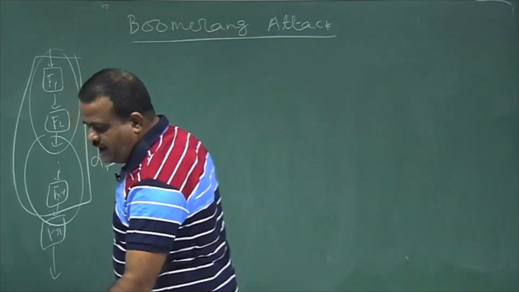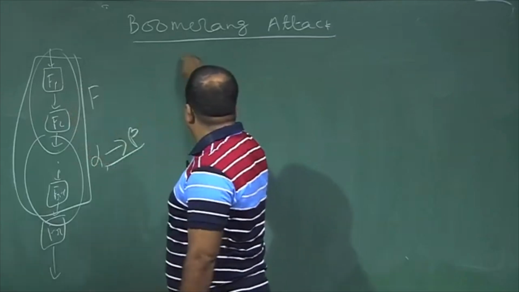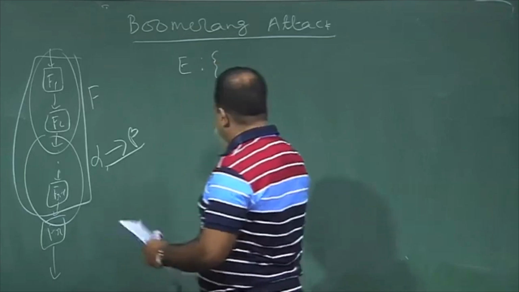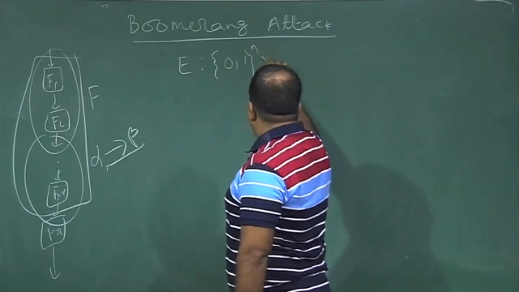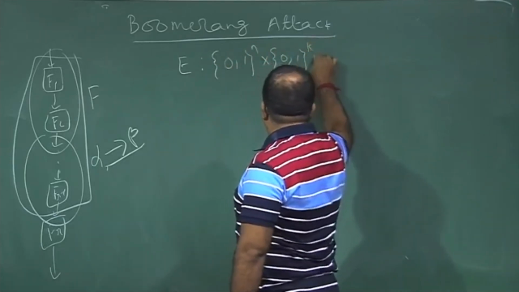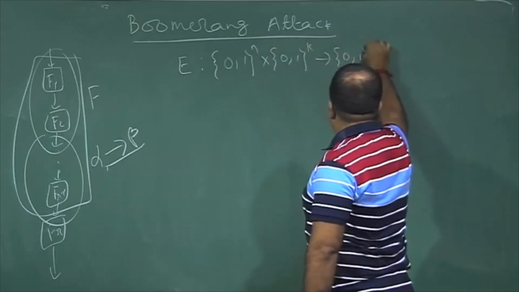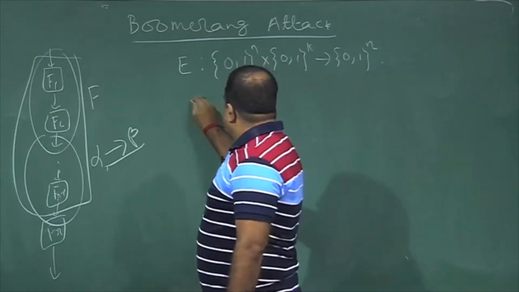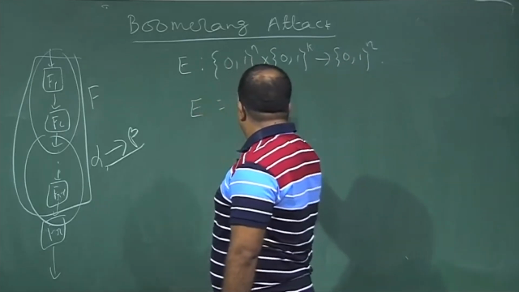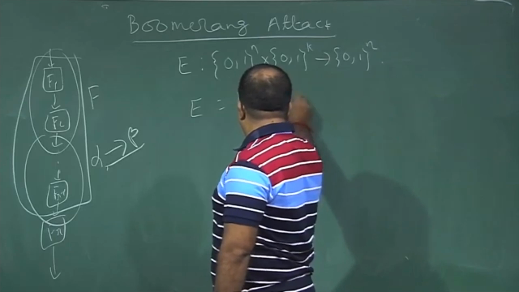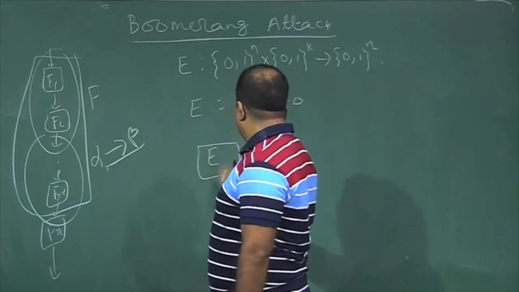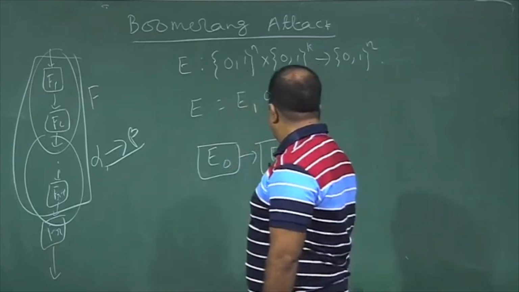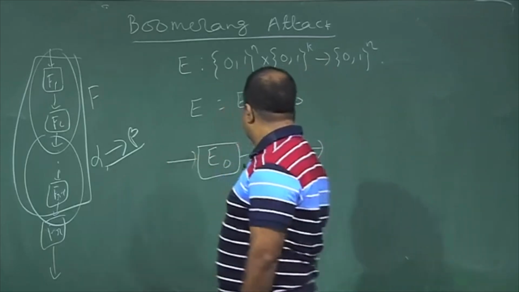In boomerang attack, say we have a plain text and this n-bit block cipher, and suppose we break this into E0 and E1. So, we have E0, then we have E1 over here. Okay.